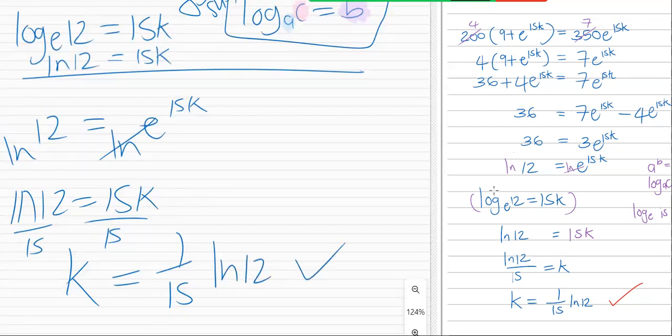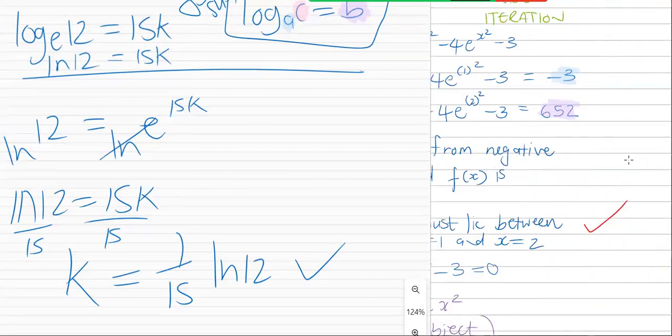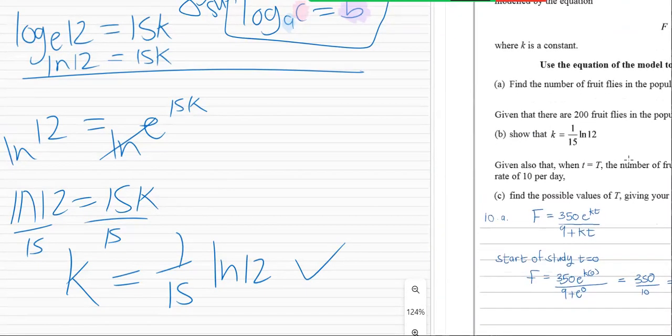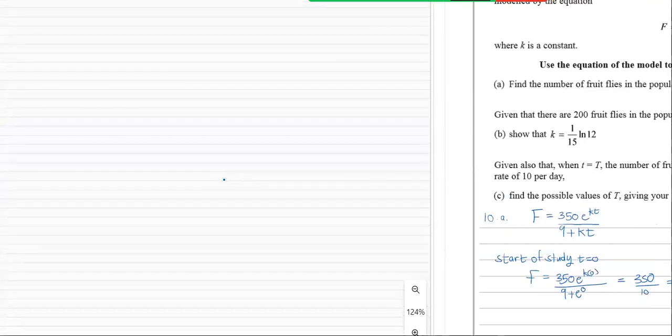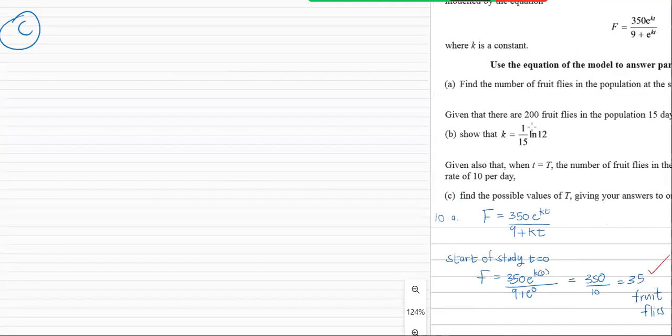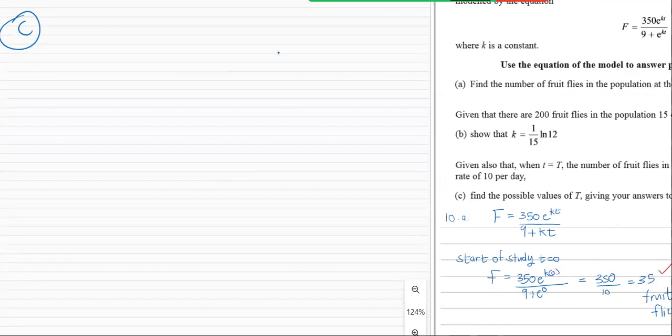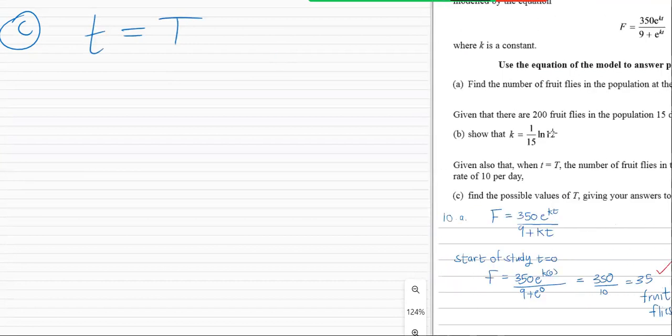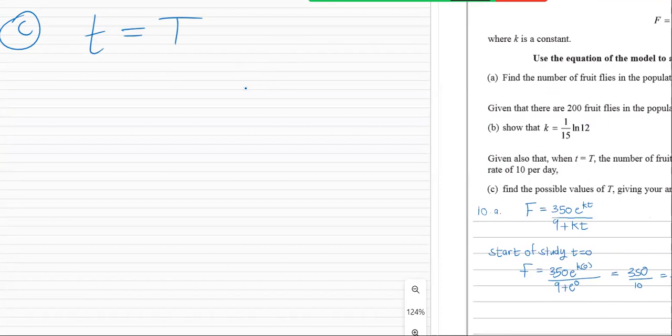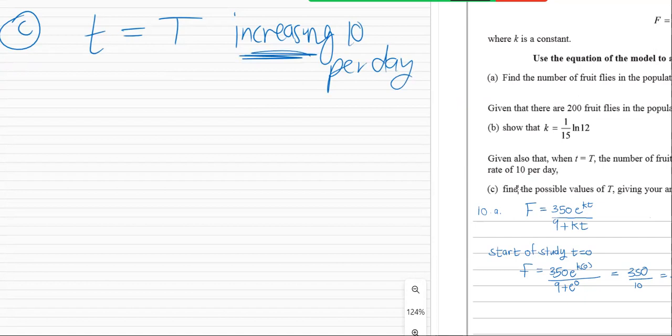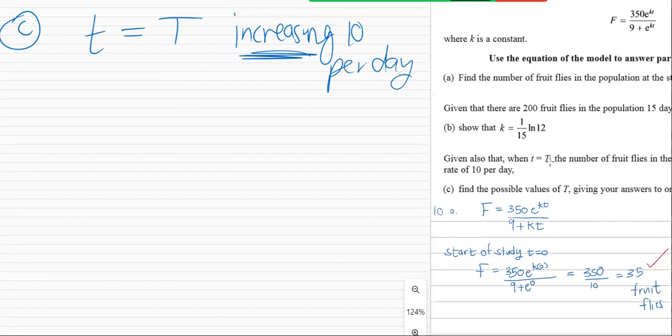All righty. Number C. Where was it? Number C. They give you some new information. Oopsie, should really write these numbers down. Number C. They're saying small t equal to big T. Number of fruit flies is increasing at a rate of 10 per day. Okay, increasing, 10 per day. So an increasing function, 10 per day. Find possible values of T.